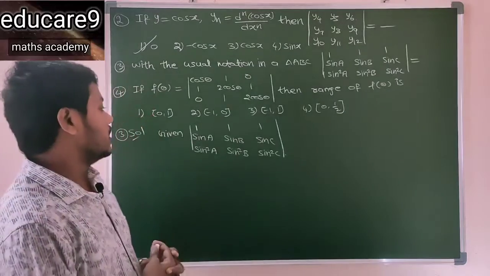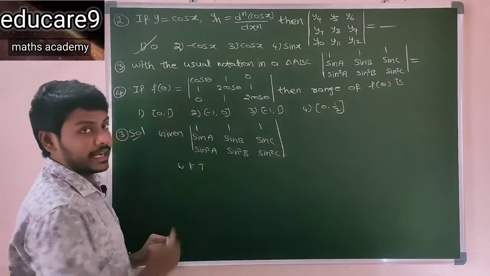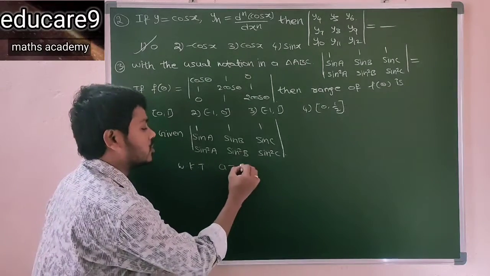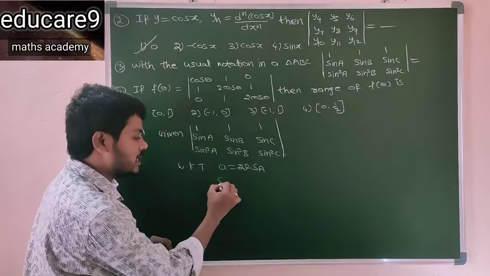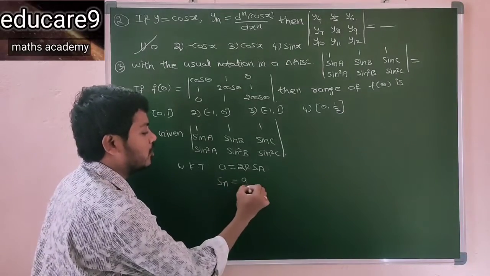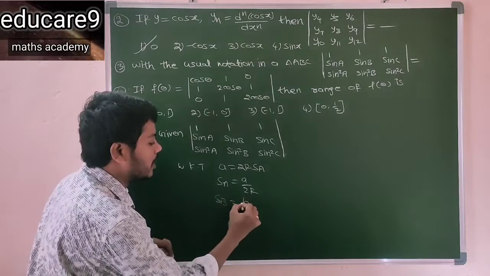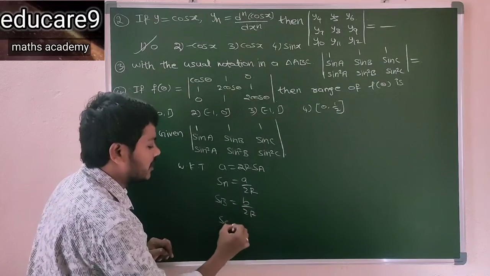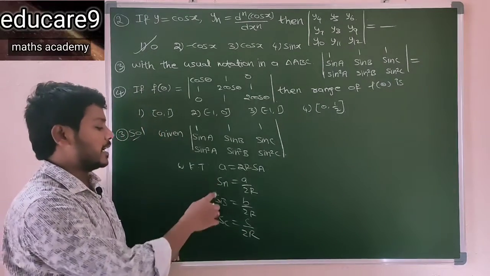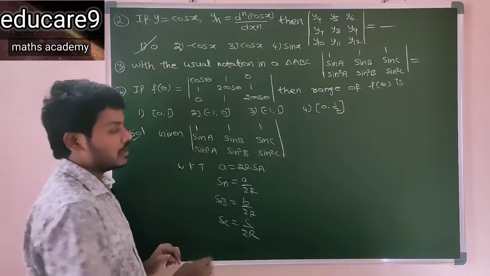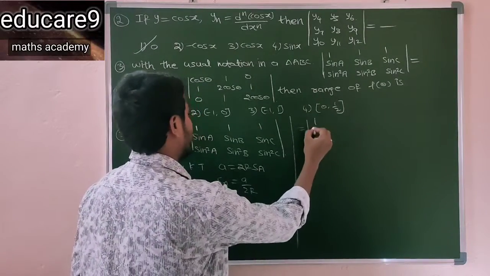Okay, so here you know the sine rule: small a is equal to 2R sin A. So what is the sin A value? A by 2R, and similarly sin B value is b by 2R, and sin C value is c by 2R. So now substitute sin A, sin B, sin C in the given determinant. So what you get? So that is 1.